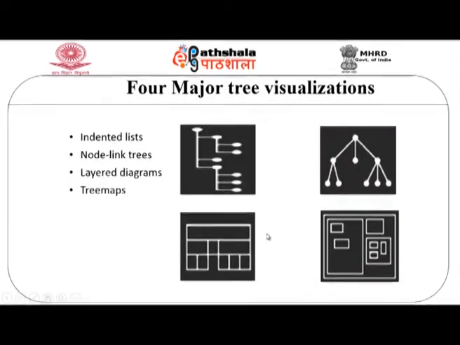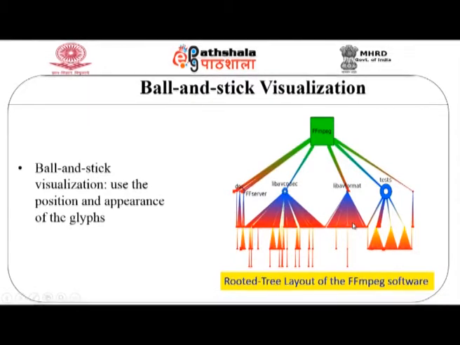There are 4 major tree visualization techniques. If we want to summarize, you have the indented list, node link diagrams, layered diagrams, and tree maps. This is an indented list, this is a node link diagram, this one is a layered diagram, and the other one is a tree map diagram. There is another kind of visualization which is very specific to a tree, which is called a ball and stick visualization.